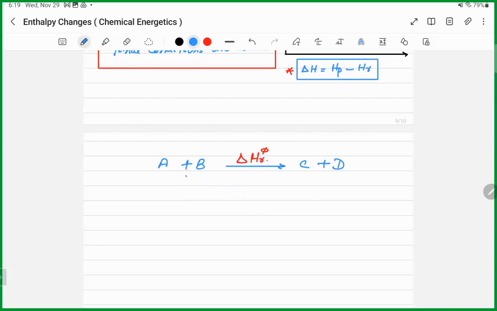अगर ऐसा हो कि ये A plus B पहले चला जाए X plus Y में और फिर X plus Y से जाए इसमें, तो can I say that this is basically delta H1, let's denote it, and this is delta H2.